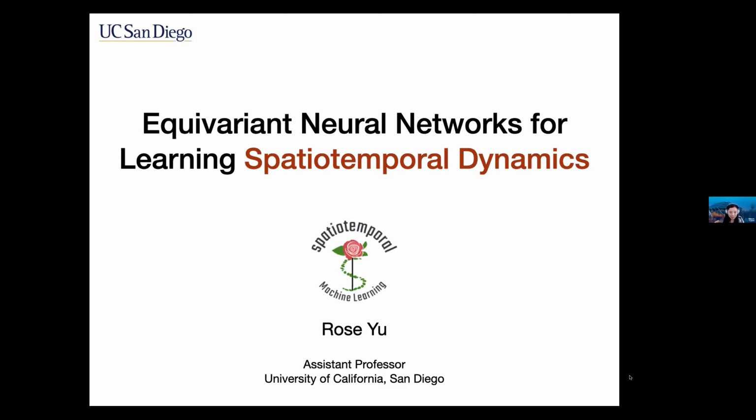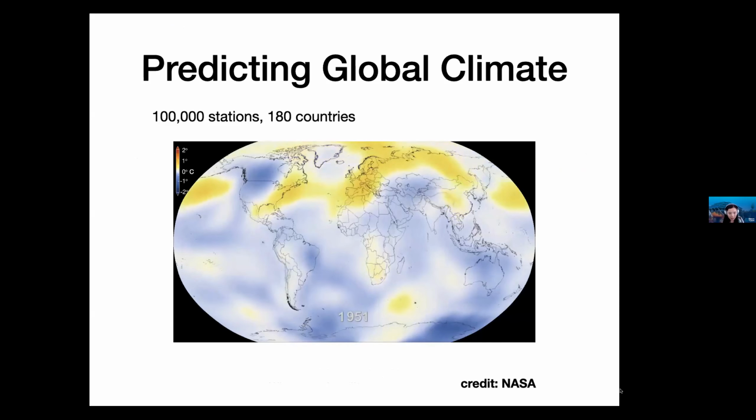So my name is Rose Yu, and I direct the Spatial Temporal Machine Learning Lab. And this is the logo of our lab. So obviously it has a rose in it. And then if you just stare at it for a few seconds, there's also a letter S and T hidden in this logo, which stands for spatial temporal. That's our mission in the lab. So let me give you a few examples of what I mean by spatial temporal dynamics.